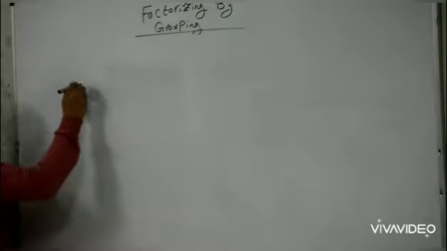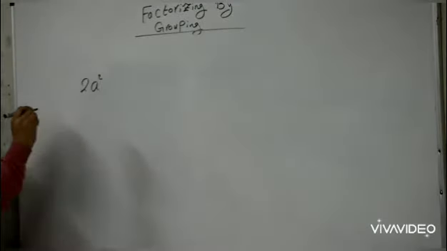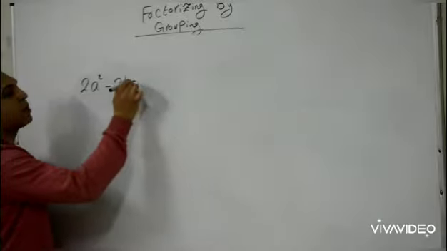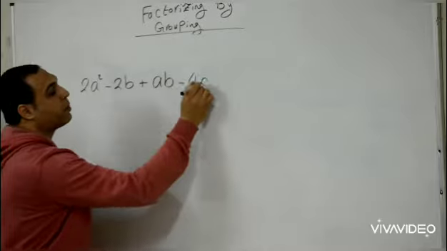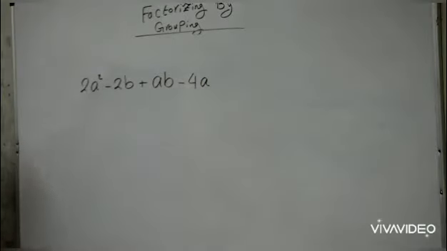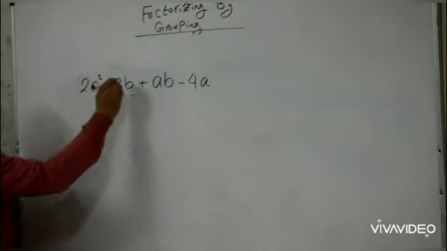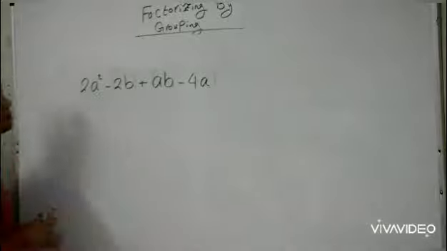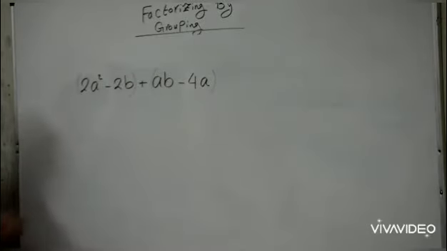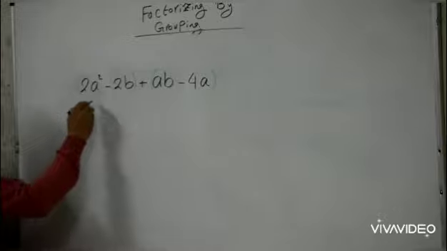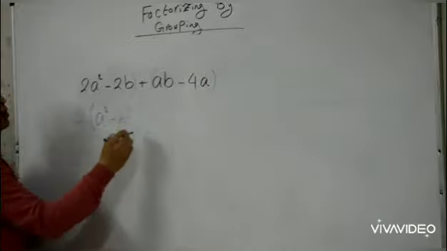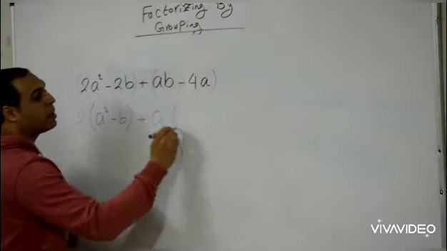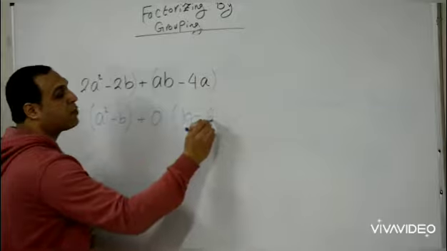a squared minus 2b plus ab minus 4a. First of all, I have to divide them into 2 parts, like these 2 terms with each other and these 2 terms with each other. The common factor from this part is 2. The remaining part is a squared minus b. The common factor from this part is a. The remaining part is b minus 4.